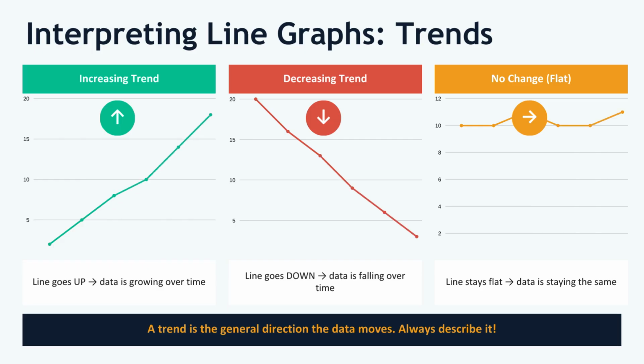When we interpret a line graph, one of the first things we look for is the trend. There are 3 types of trends. An increasing trend means the line goes up, which tells us the data is growing over time. A decreasing trend means the line goes down, which tells us the data is falling over time. A flat trend means the line stays roughly level, which tells us the data is staying about the same. A trend is the general direction the data moves. You should always describe the trend when interpreting a graph.